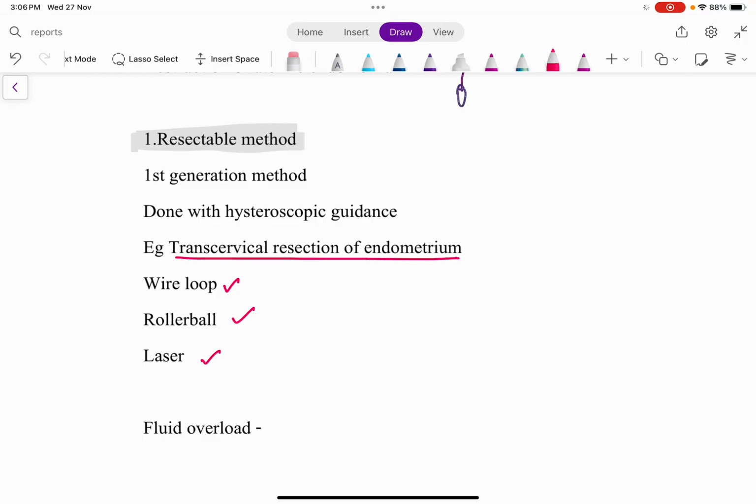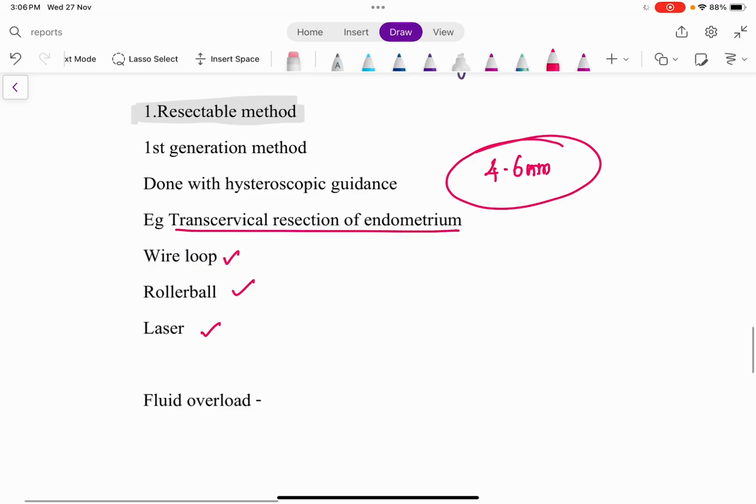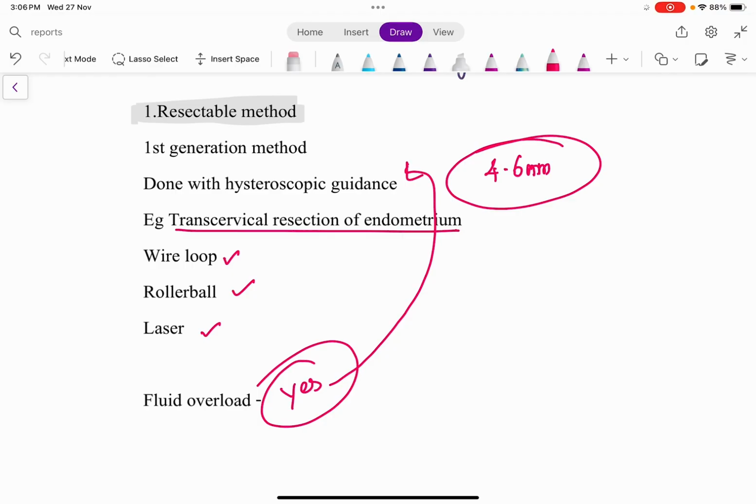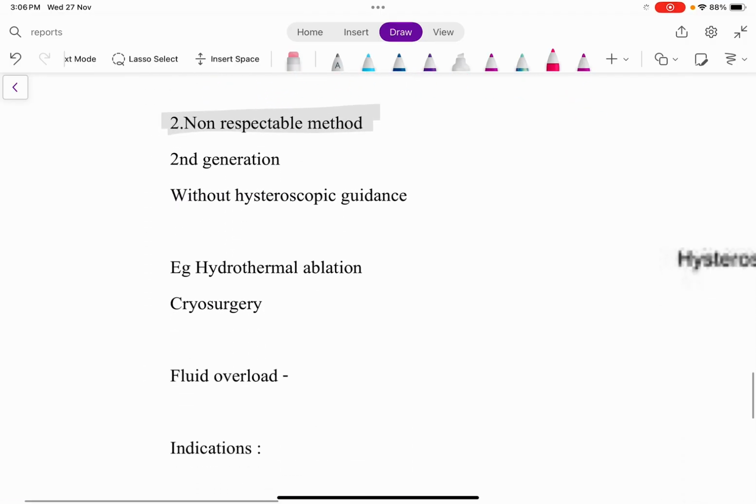With the resectable method, you cause destruction of the uterine endometrium to a depth of about 4 to 6 millimeter. Is there a risk of fluid overload with the resectable method? Yes. Why? Because this is done with hysteroscopic guidance. Whenever you do hysteroscopy, there will definitely be a risk of fluid overload. Clear? Yes. So now we are moving to the non-resectable method.